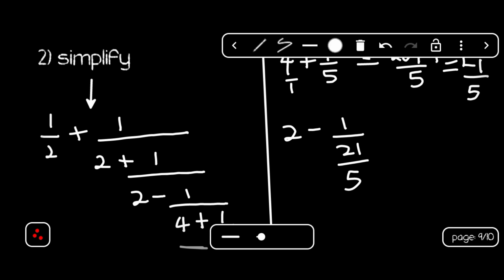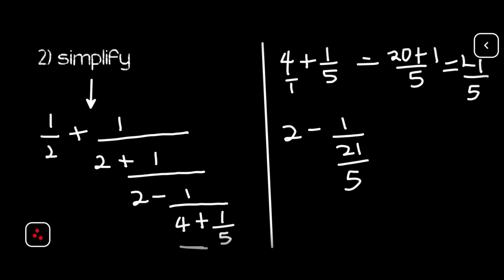But please, if you have any question or any part I'm solving, it's important you ask. I will explain to the depth. Okay, so this is equal to 2 minus 1 divided by 21 over 5, like we just did, is 5 over 21.